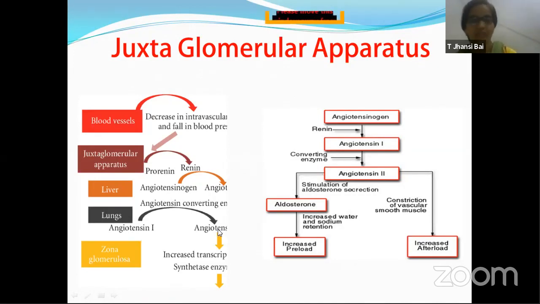This angiotensin 2 asks the suprarenal gland present above the kidneys, the adrenal gland. In that adrenal gland you find a region called the cortex. It asks that region to release one hormone. What is the name of the hormone? Aldosterone. Once aldosterone is produced, look over here, what happens then?